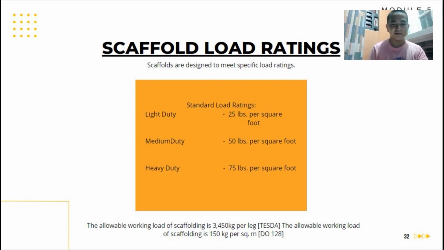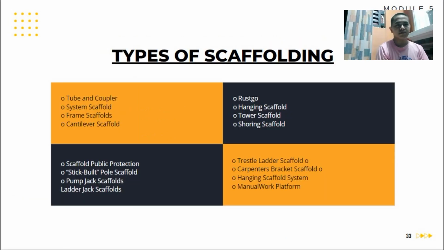Next, heavy-duty, 75 pounds per square feet. Heavy-duty scaffolds are the strongest and most robust type of scaffolding, capable of supporting the heaviest loads. They are typically made from steel and used in construction projects for tasks like bridge building, high-rise construction, and civil engineering projects.